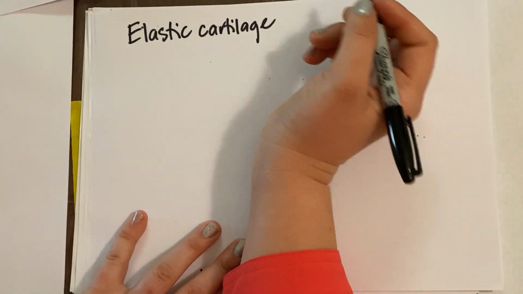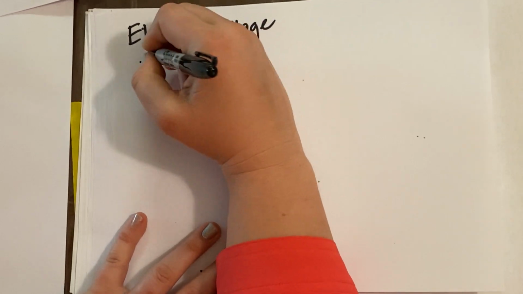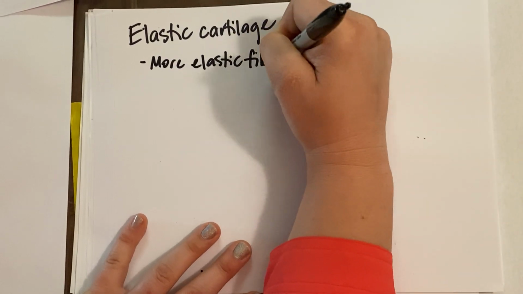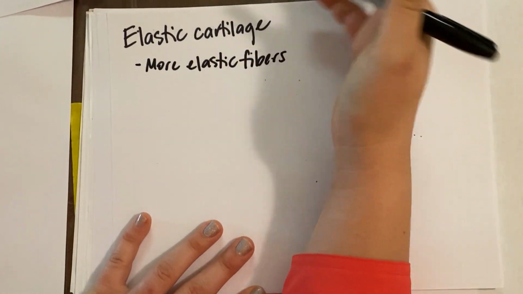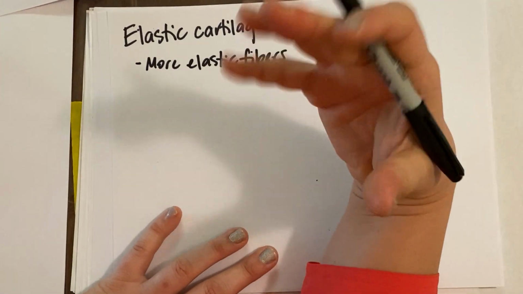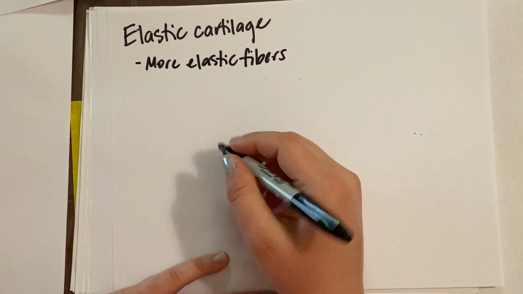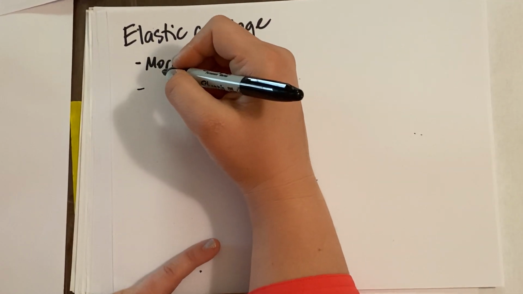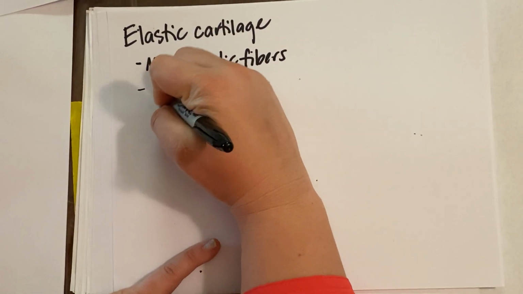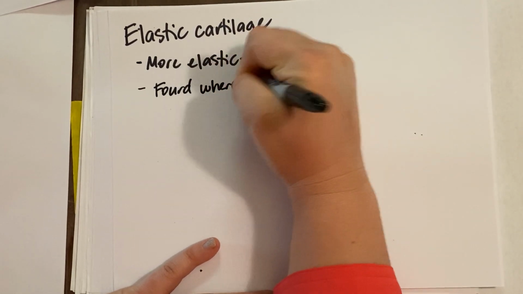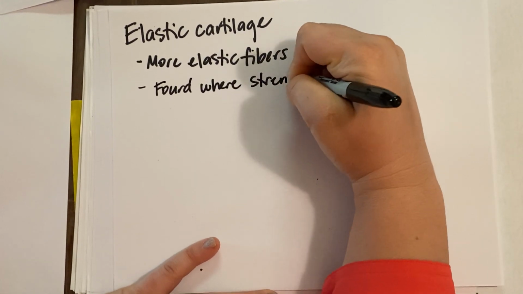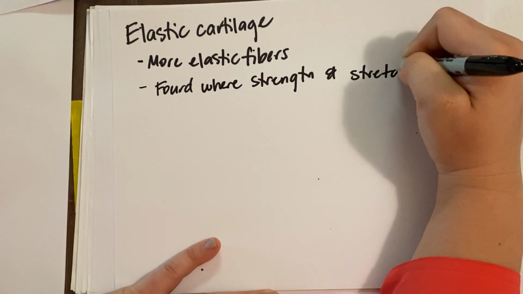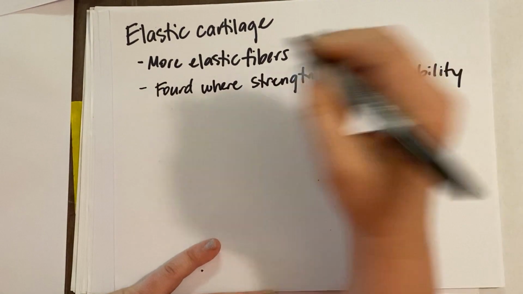So it is similar to hyaline, but it's going to have more elastic fibers. There are also going to be collagen fibers, you just can't see them very well. Elastic fibers tend to stick out when you're looking at these. These are going to be found in regions where strength and exceptional stretchability are needed.